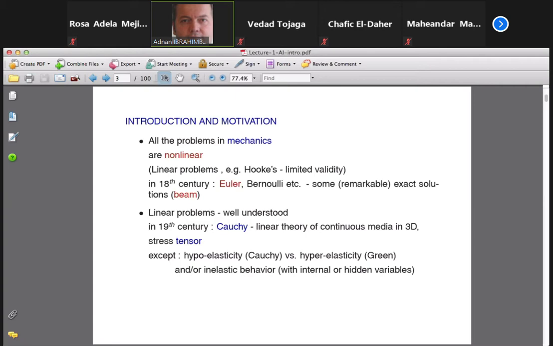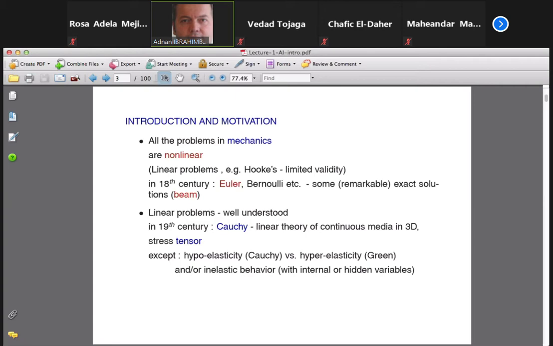In the 19th century, there was a very elaborate work of Cauchy, who wrote a book. So then I understood it's good to write a book. Unfortunately, in this book, he linearized everything. So all the nonlinear problems that were studied and understood in the 18th century became now linear. And the only big achievement of Cauchy is that he defined this in 3D. So at the end, we have a very elaborate formulation of three-dimensional problems for linear elasticity, and many books written in the 20th century and so on.